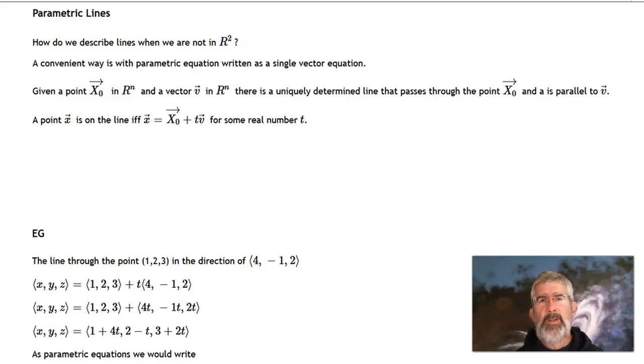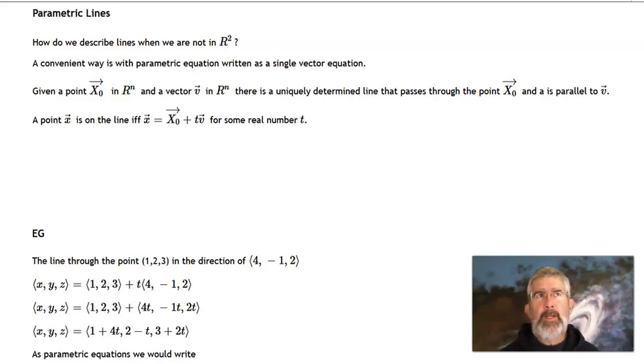In this video, we want to take a look at parametric and vector representations of lines. In the xy plane, so when we're in R2, we can describe a line with a single linear equation, right? One equation with two variables, x and y. That will describe a line.